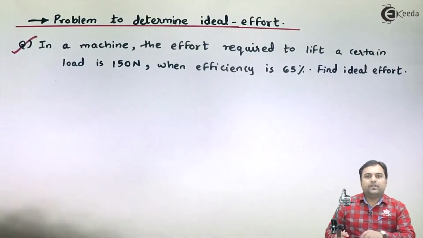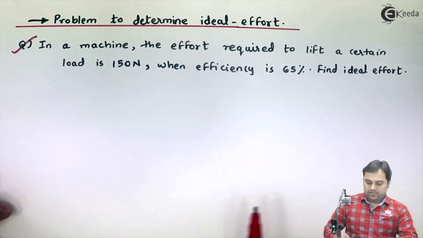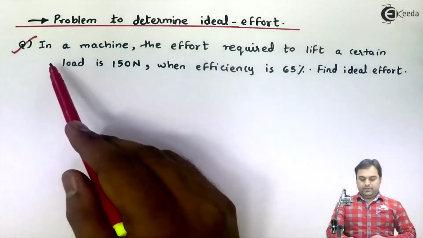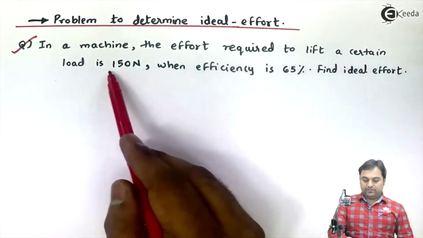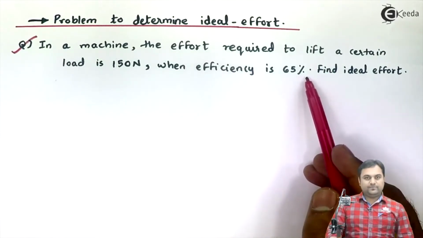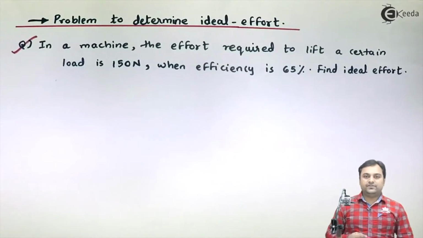In this video, we will be seeing a problem based on ideal effort. Here we have a question. I'll read whatever is given here. In a machine, the effort required to lift a certain load is 150 Newton when efficiency is 65%. Find ideal effort. This is the question which we have.